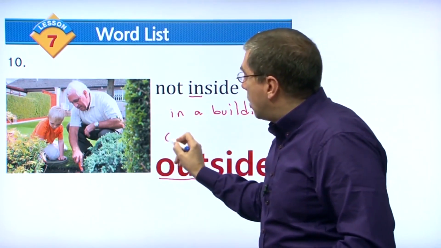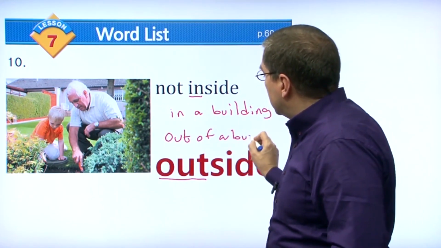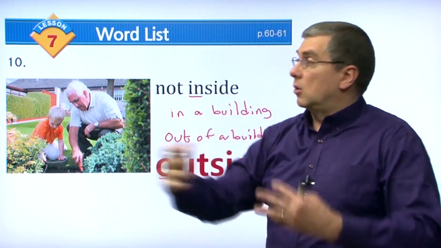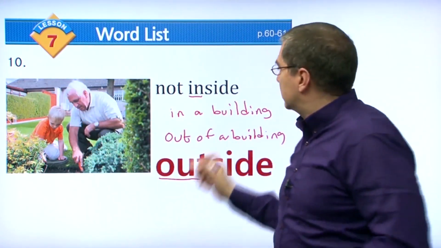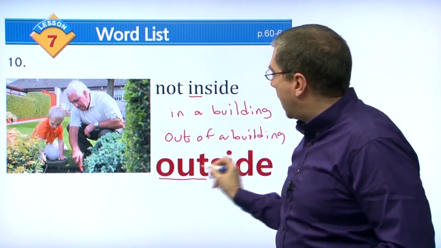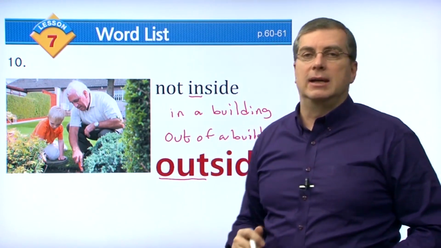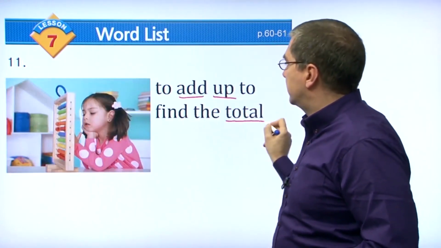But if you are out of a building, there's no ceiling. Above you is sky, around you, just air, right? Then you are outside. So inside, in a building, outside, out of a building, okay? So inside, outside.